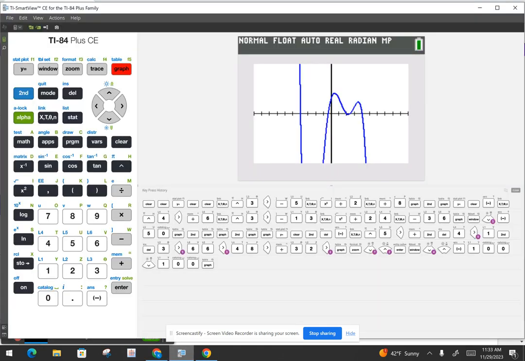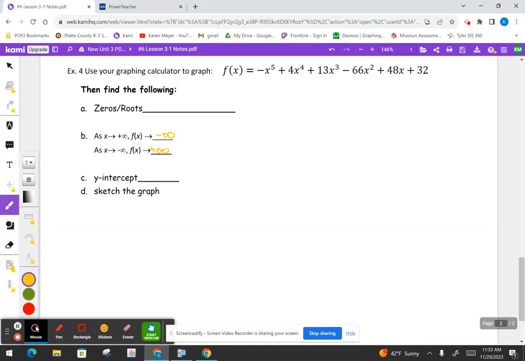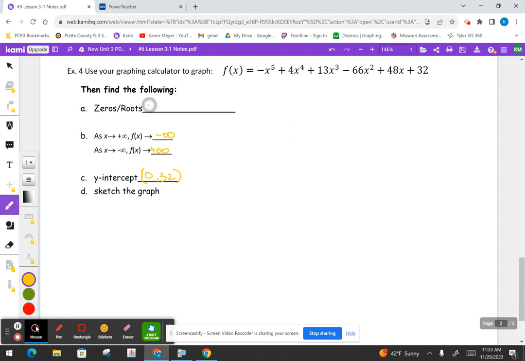Okay. Table. Y-intercept would be at 0, 32. Zeros in the other column, it looks like I have -4, 2, and +4. So -4, 2, and +4.